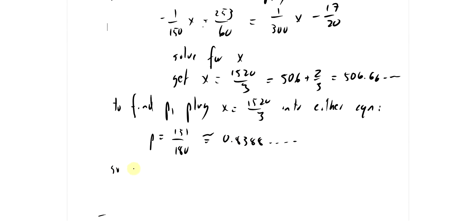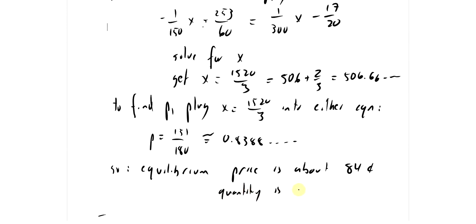So what's my equilibrium? Equilibrium price is about 84 cents. Equilibrium quantity is about 507 donuts. So what does this equilibrium mean? If the price is 84 cents, then 507 donuts is what the suppliers want to supply. 507 donuts is what the demanders want to demand at that price level. And so we're in equilibrium because everybody's happy about that.